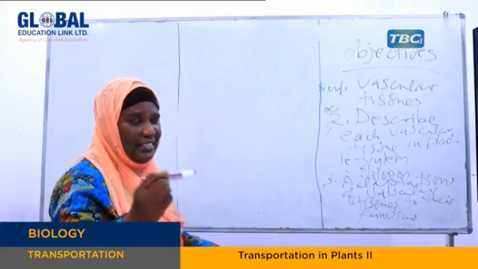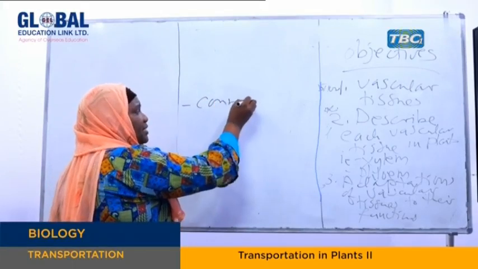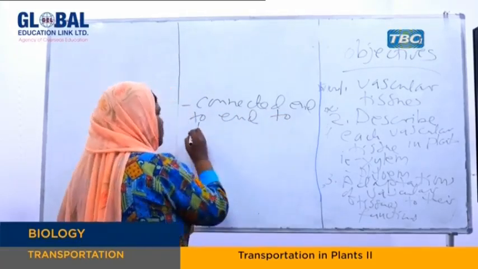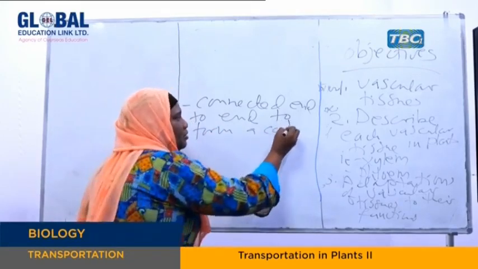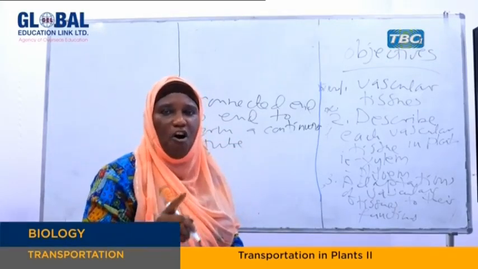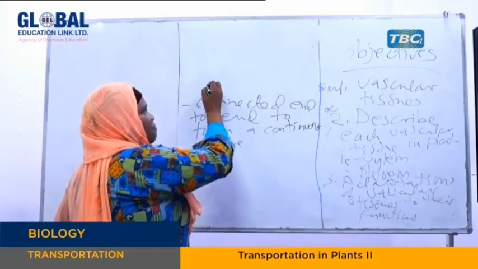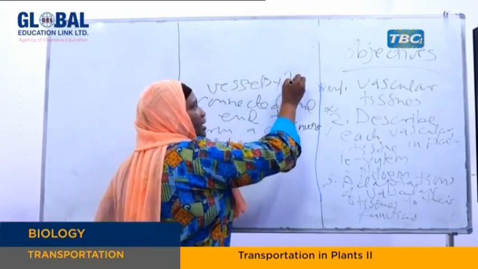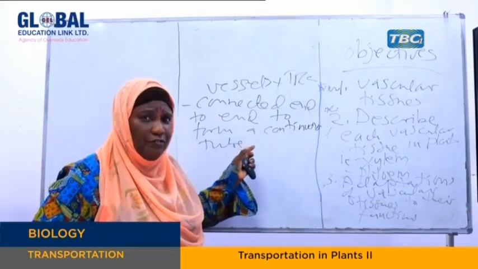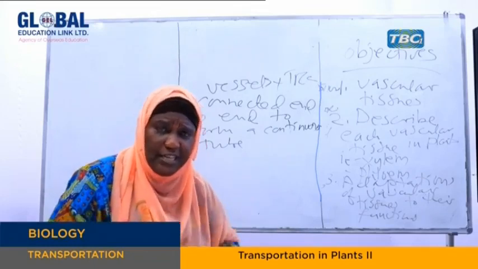For instance, you may say that the xylem is connected end to end to form a continuous tube. We have seen that in both vessels and tracheids. But saying it forms a continuous tube is not enough. You should connect it with the role. Why is it connected end to end to form a continuous tube?